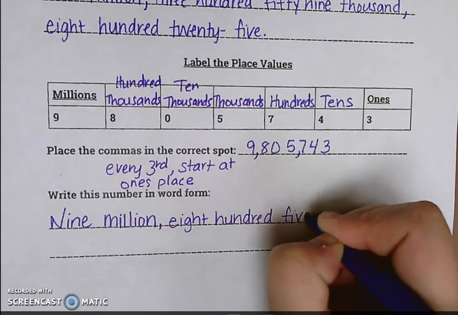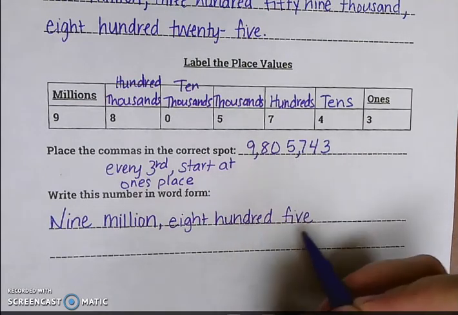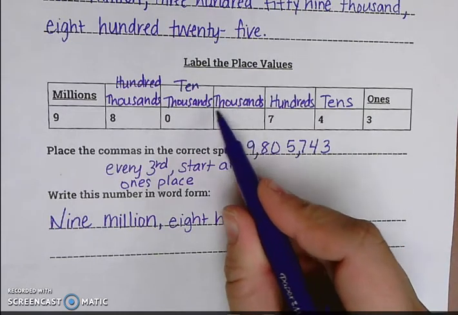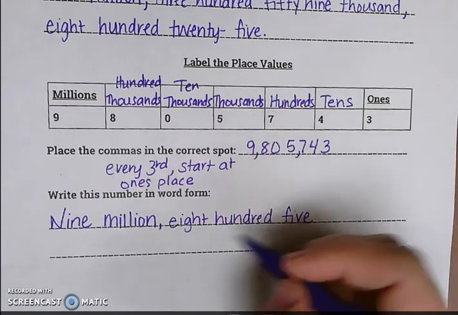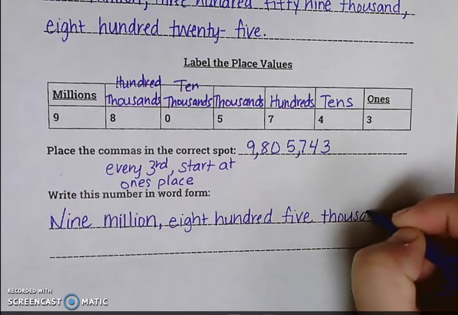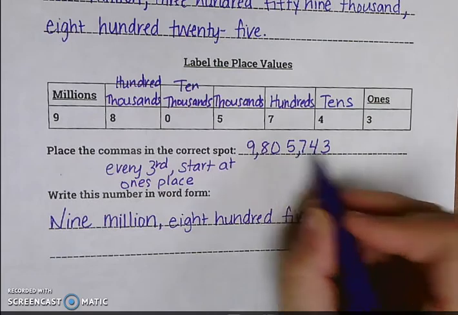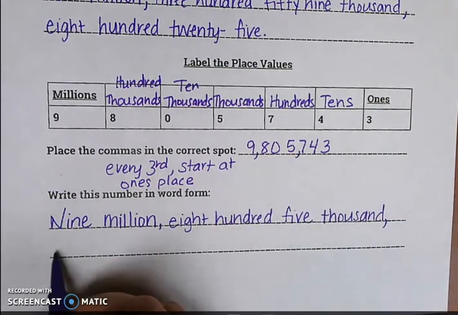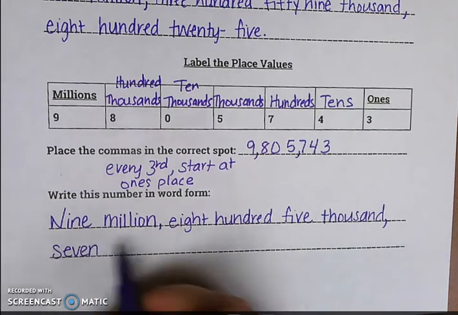805. And we've got a comma in our numbers, so we've got to look at our place value. That 5 is in the thousands place. So it's going to be 805,000. We've got a comma in our number, so we're going to put a comma in our words. And then lastly, we've got 743.